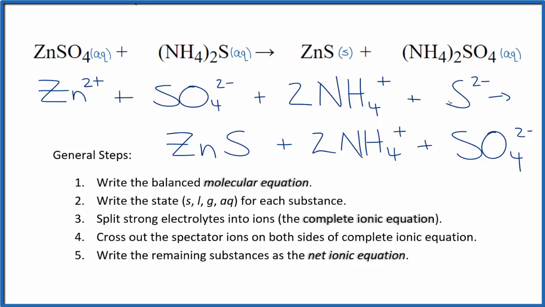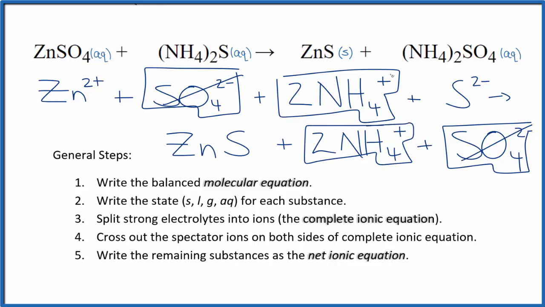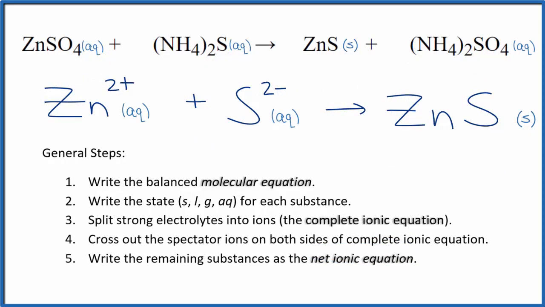This zinc sulfide, we kept it together in our net ionic equation. So in the reactants, I can see there's a sulfate ion right here, and in the products again. That's a spectator ion. We're going to cross those out. Two ammonium ions in the reactants and two ammonium ions here in the products, spectator ions. Cross them out. But what's left, that's the net ionic equation for ZnSO4 plus (NH4)2S. I'll clean this up and write the states, and we'll have our net ionic equation. So this is the balanced net ionic equation for this zinc sulfate and the ammonium sulfide.